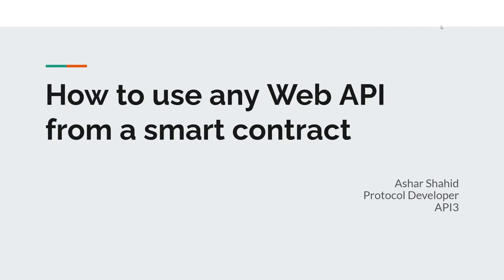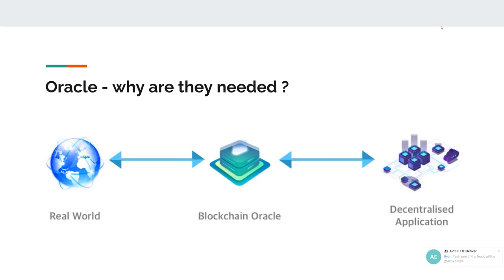Okay. So since we are a bit short on time, I'll head straight into my presentation, which is how to use any web API from a smart contract. As we all know, APIs are the foundation of Web2 infrastructure. They help us build complex applications. Blockchains would like to utilize these APIs, but unfortunately, that's not really possible since natively blockchains don't support APIs.